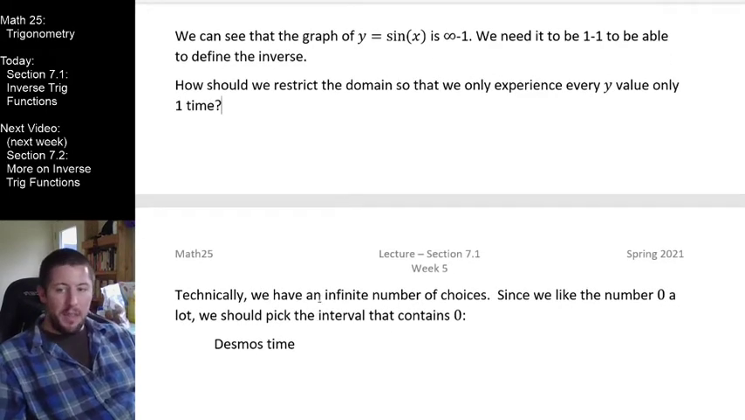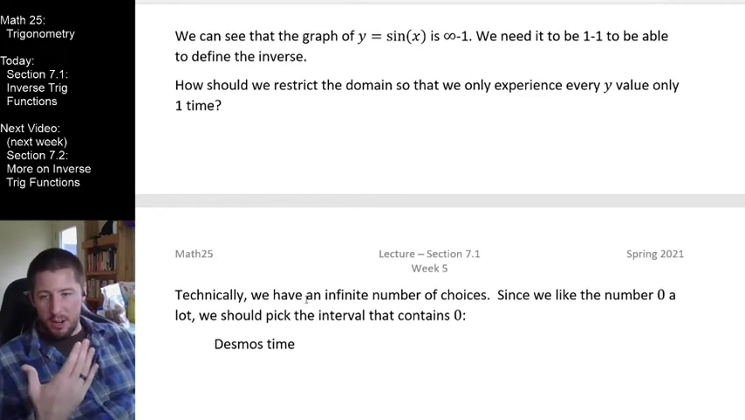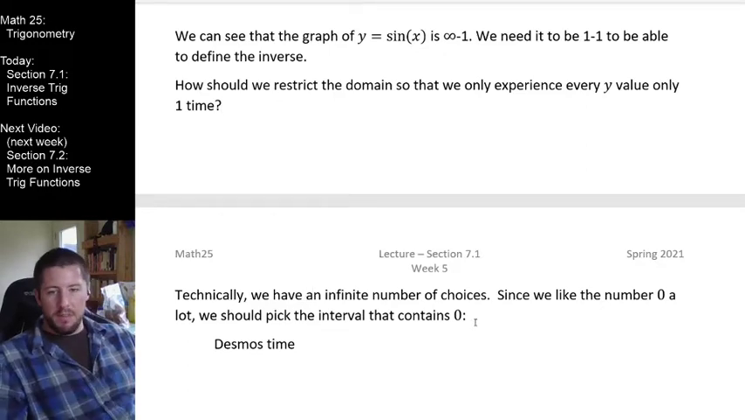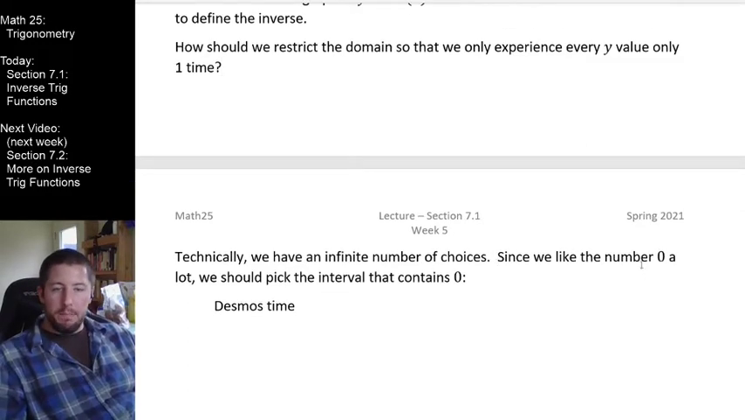And our issue is that there's going to be an infinite number of choices because this function just repeats its behavior an infinite number of times. But a good piece of guidance for all of math forever is we really like the number 0. It should be your favorite number to do math with. It makes everything as easy as possible. So out of all the choices that we have, let's pick whatever interval has the number 0 in it to make our lives a little bit nicer here.